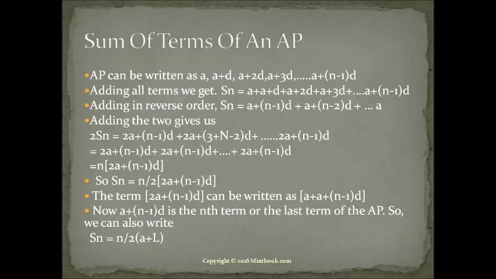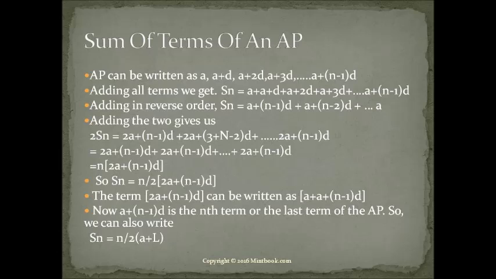Now if we add the two together, on the left hand side we have Sn, so we will get 2Sn is equal to, if we add the corresponding a's and leave the n minus 1 d term the same, 2a plus n minus 1 d plus 2a plus n minus 2 into d up till 2a plus n minus 1 into d. This equation will simplify as 2Sn is equal to n multiplied by 2a plus n minus 1 into d. So we can write Sn is equal to n by 2 into 2a plus n minus 1 into d.